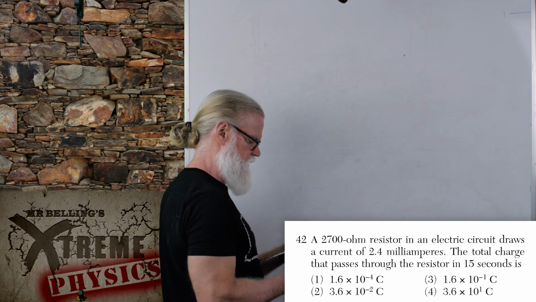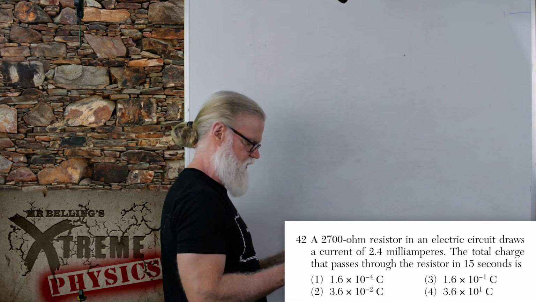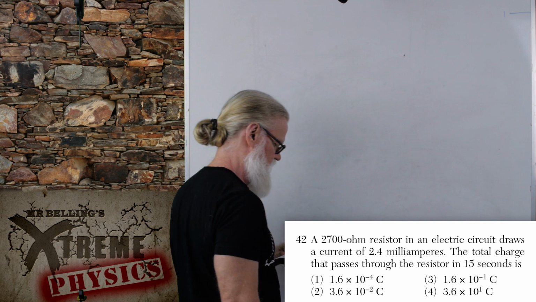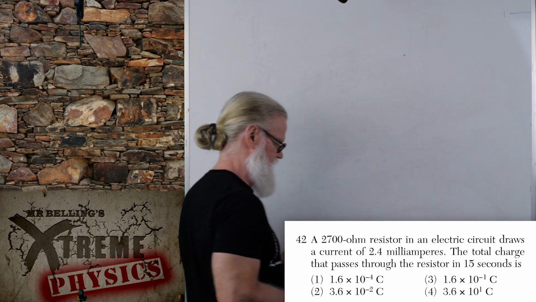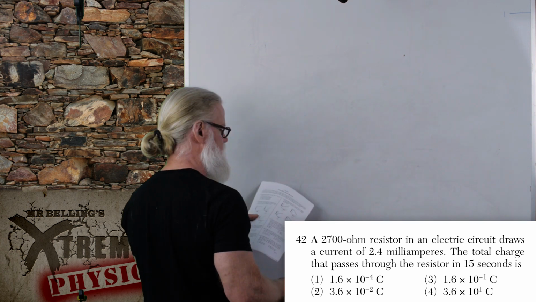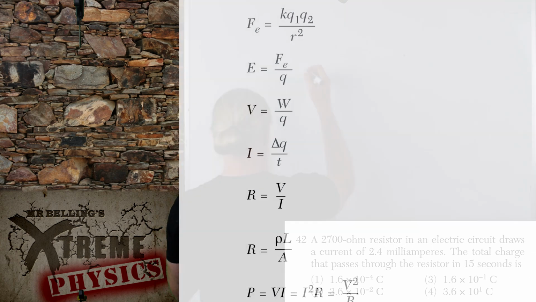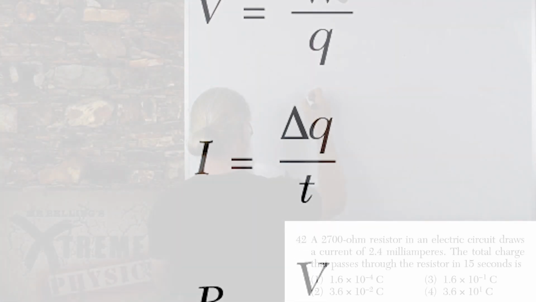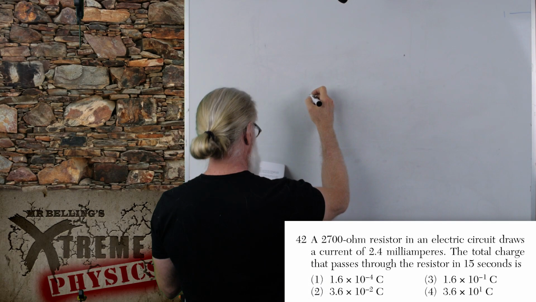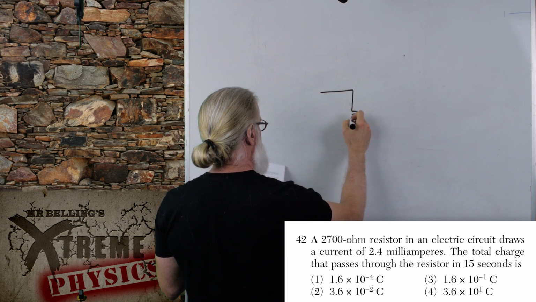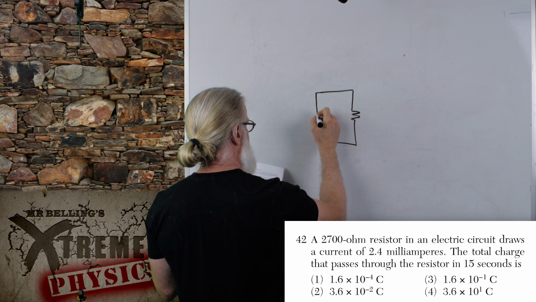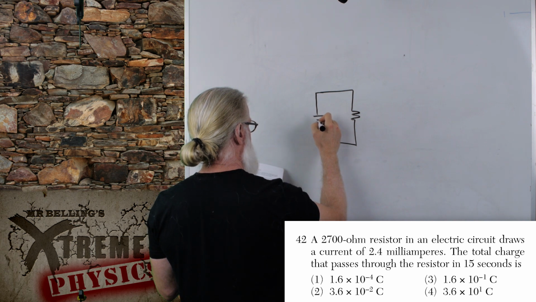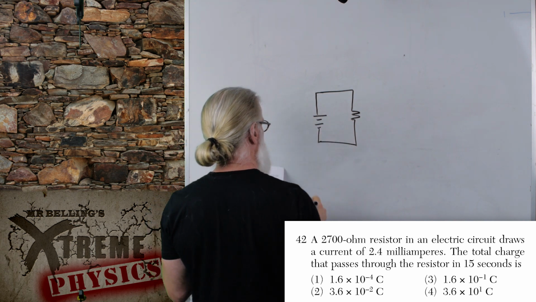A 2,700 ohm resistor, a 2.7 kilo ohm resistor in an electrical circuit, draws a current of 24 milliamps. The total charge that passes the resistor in 15 seconds is... All right, let's get out the Regents reference table. We have a resistor in a circuit. They didn't give us much information. Here's our resistor. I would imagine there's some sort of source of potential difference, maybe a battery. I'll put a battery in there.